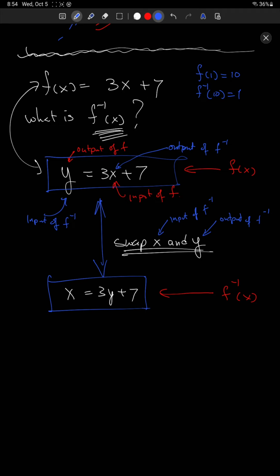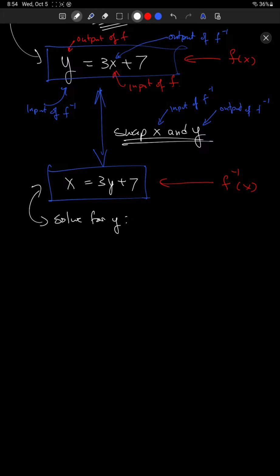All right. Okay, now this is the equation for f inverse, but we like to express everything in terms of the output equals blah, blah, blah, right? And that's not how it is here, right? X is the input, y is the output. It's all mixed up. So what we want to do is solve for y. So when I solve for y, I subtract 7 on both sides, x minus 7 equals 3y. And then divide by 3 on both sides, I get y equals x minus 7 over 3.